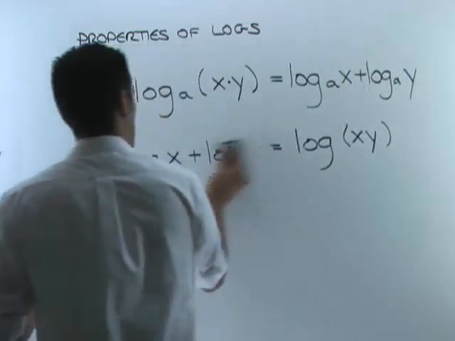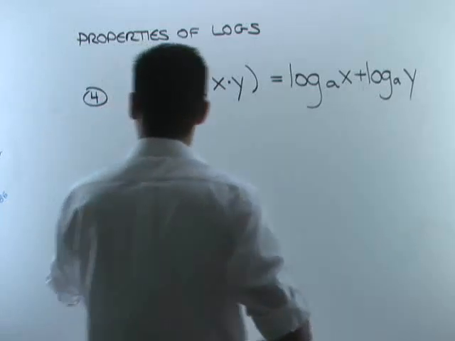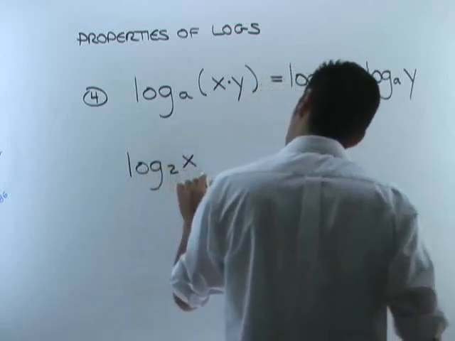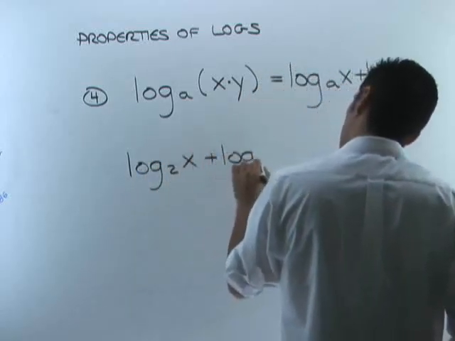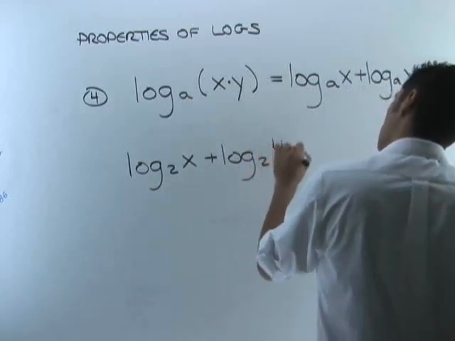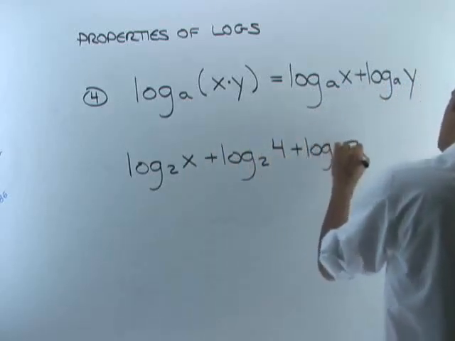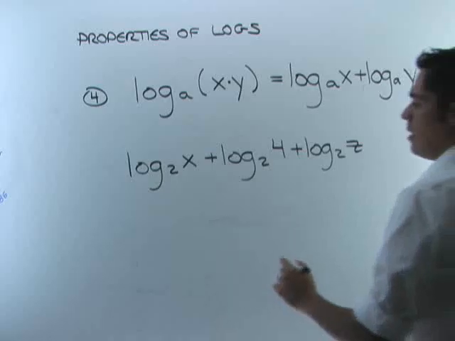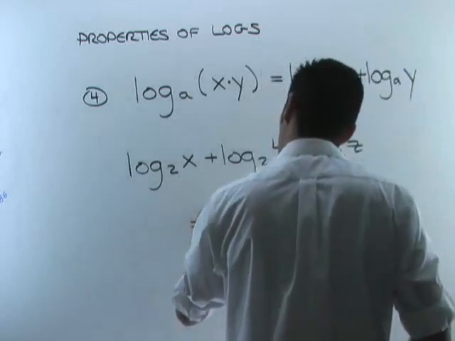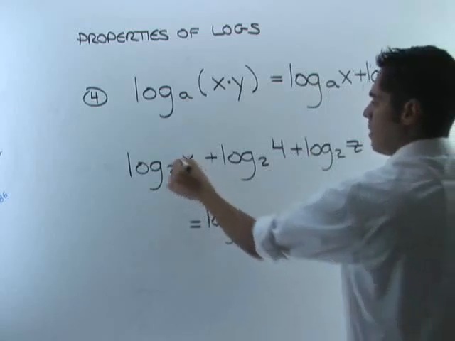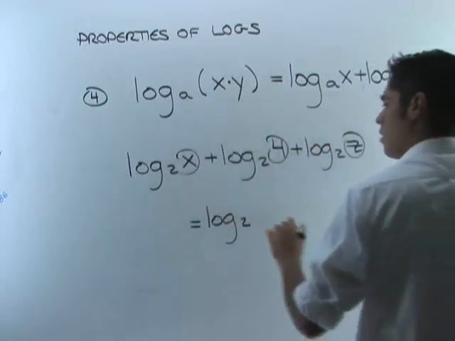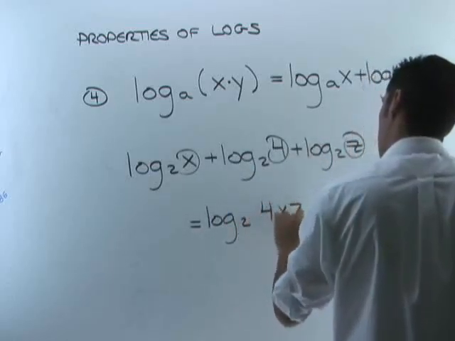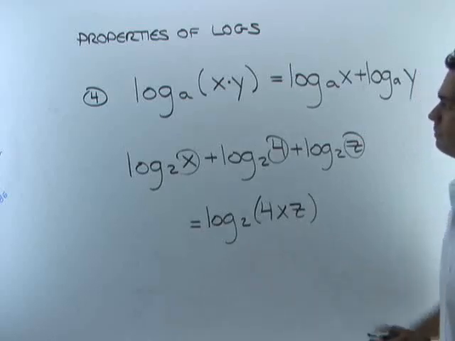Let me do another one. Let's do log base 2 of x plus log base 2 of 4 plus log base 2 of z. Okay, I have 3 log expressions. I'm going to condense them down into one. So notice that addition becomes multiplication. So I'm going to take this, this, and this and multiply them together. So I get x times 4 times z, that's just 4xz. And now it's all inside of one log.